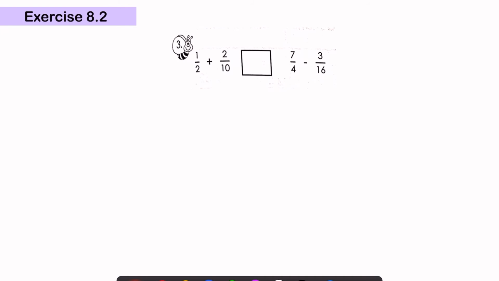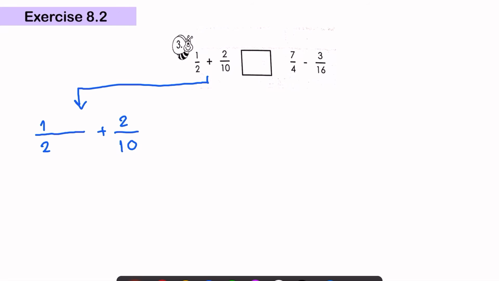So we have 1 over 2 plus 2 over 10, right? So we need to find the answer first. Okay. Can you see? Check the denominator. They are not equal, right? So I need to multiply 2 by what number to get 10? I need the same number. I need to make them the same.